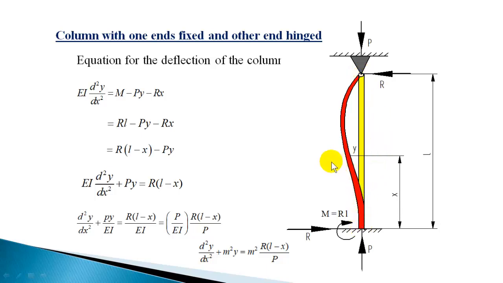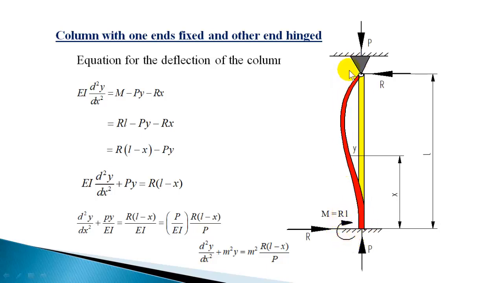Now let us take a section at a distance x from the fixed end. The lateral deflection due to buckling is y. As the column deflects like this, there will be a resisting moment against this deflection. Because of this buckling, the fixed end will exert a resisting moment to make the column straight, to prevent this buckling. So this is a resisting moment formed at the fixed end.